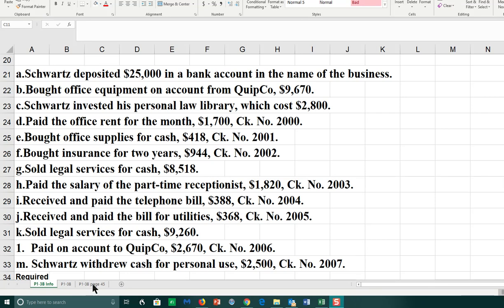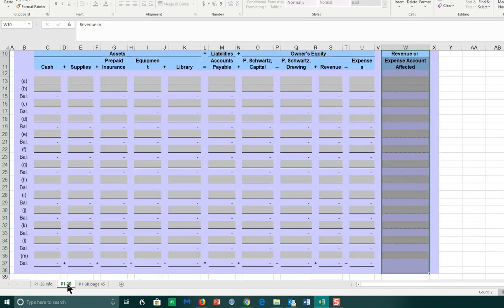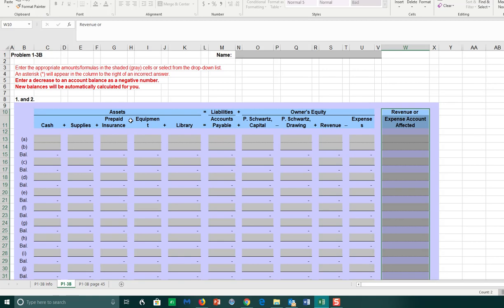This solution walkthrough is based on problem 1.3b from your textbook. It's meant to help you complete your assigned activity, which is problem 1.3a, also from your textbook. I suggest that you remember three key things as you work on the solution.